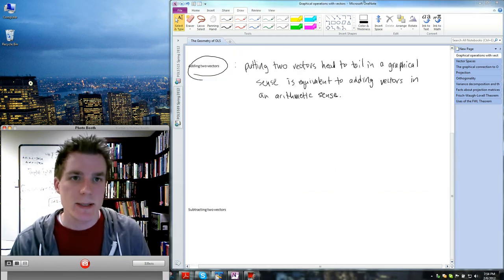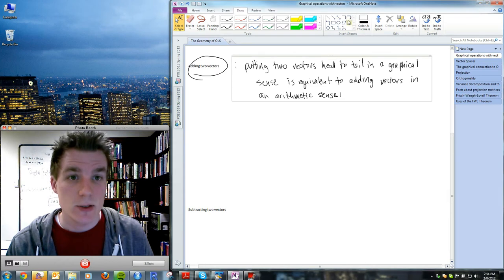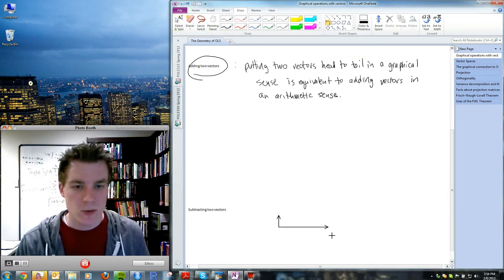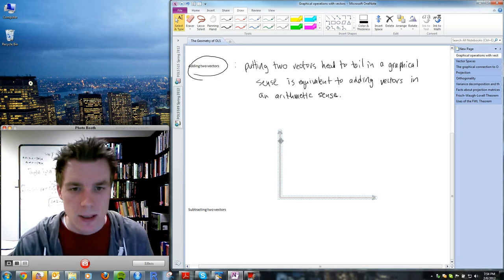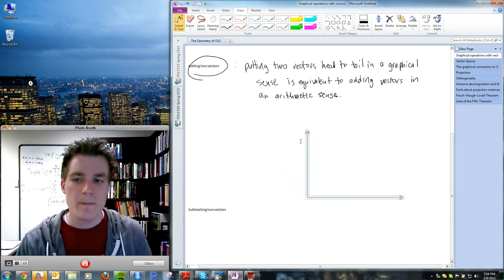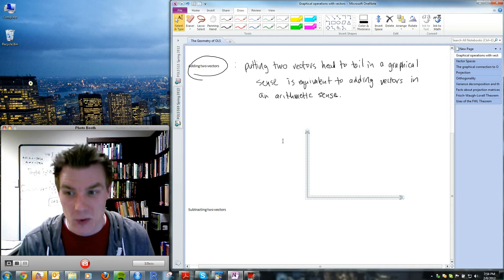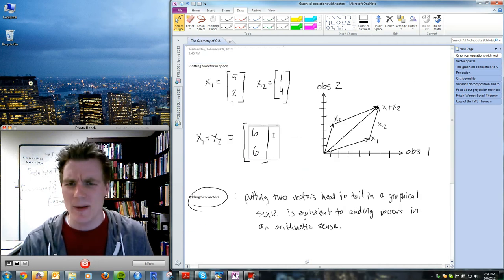Now what about subtracting them? Well, subtracting them, as it turns out, is conceptually very similar to adding them. So what I'm going to do here is draw another axis right there. Subtracting them, instead of putting them head to tail in the intended direction, you put them head to tail in the opposite direction that the vector was originally intended to go. What do I mean by that?